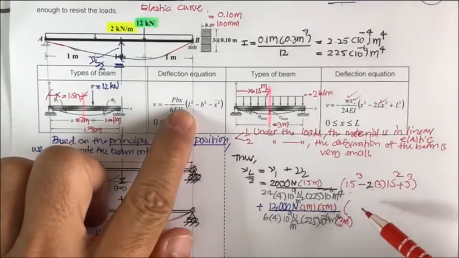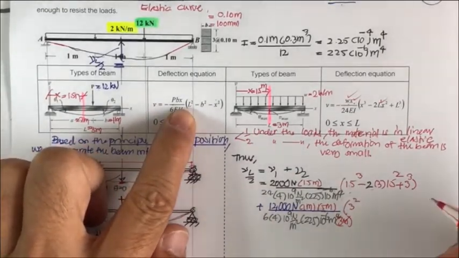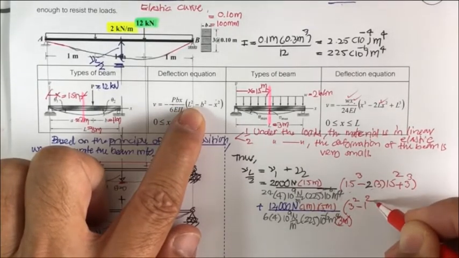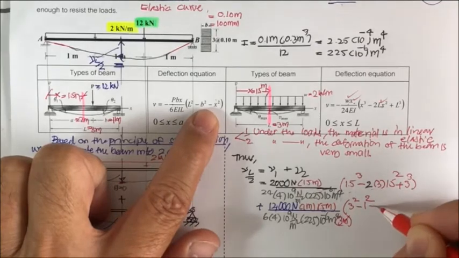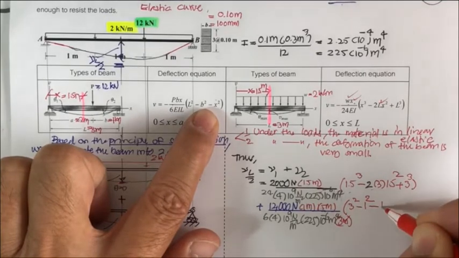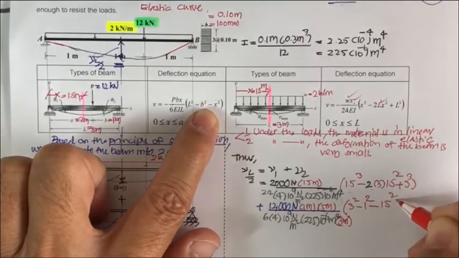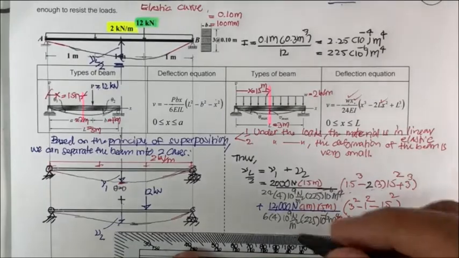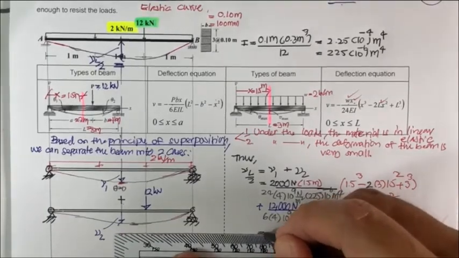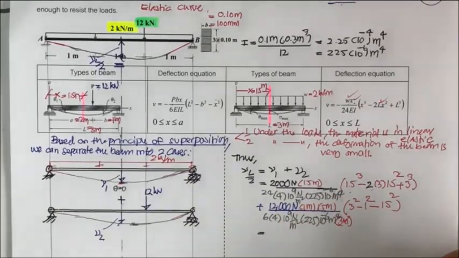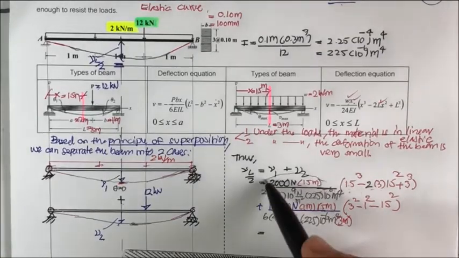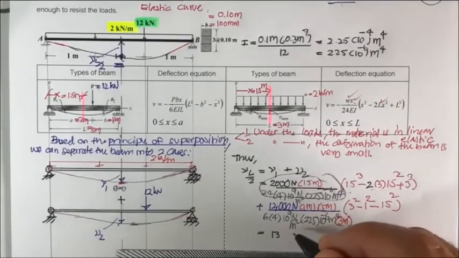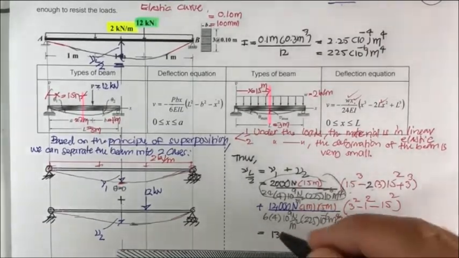Then what? L square. So it's going to be 3 square, and minus b square, minus 1 square. And then what? Minus x square, minus x, 1.5 square. Okay. And if you try to put it in your calculator, you must be very careful with this. And the first one, if you put this one into your calculator, you may pause the video and try to do it by yourself.